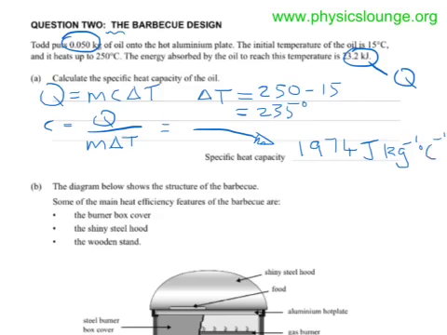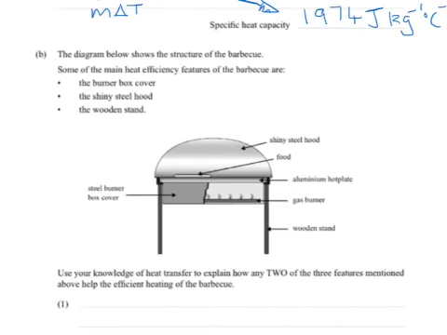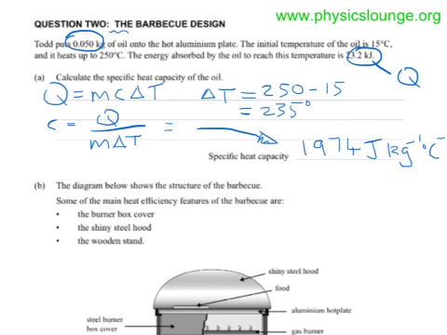Okay, B. The diagram below shows the structure. Oh, I'll just go back up. One little trick up here. Don't forget that this is given in kilojoules. The K means times 1,000, so you have to be aware of that.